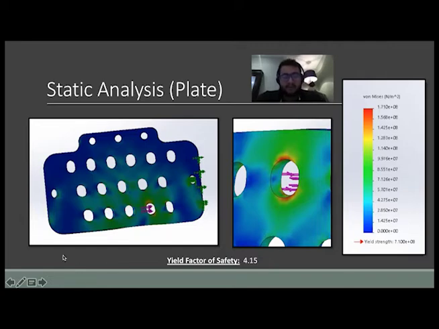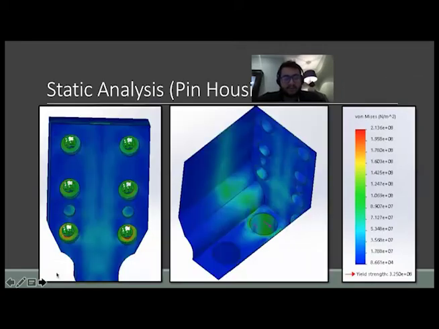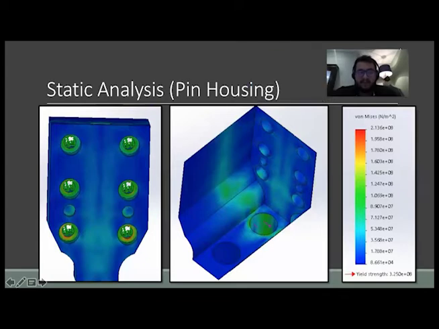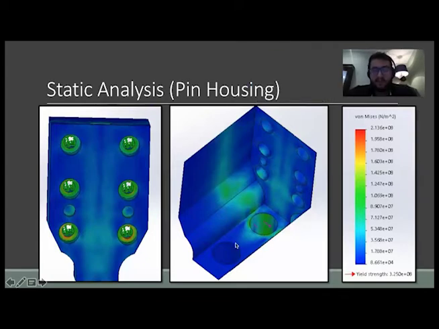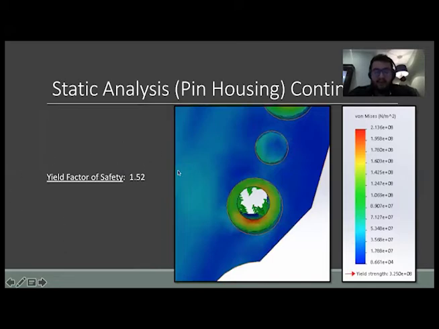So for the second slide here, we can see basically the same thing, but for the pin housing. On the right-hand side, you can see the stress recorded on the pin housing, and the highest stress recorded on the pin housing is also less than the yield strength. This basically gives us a factor of safety of 1.52, which is also above our goal. Thank you.